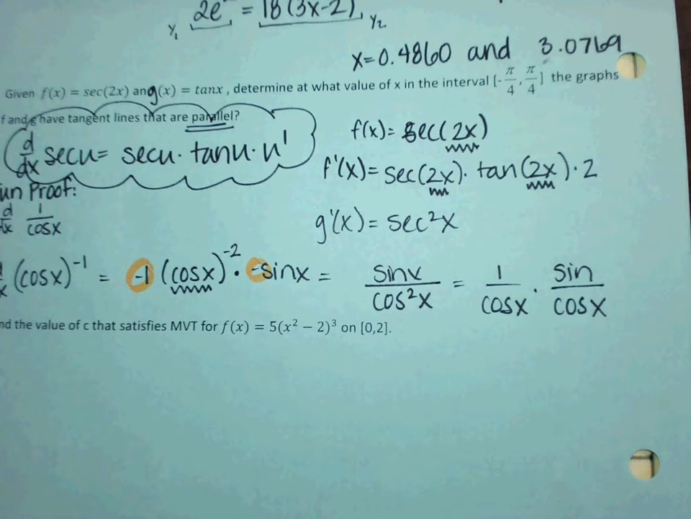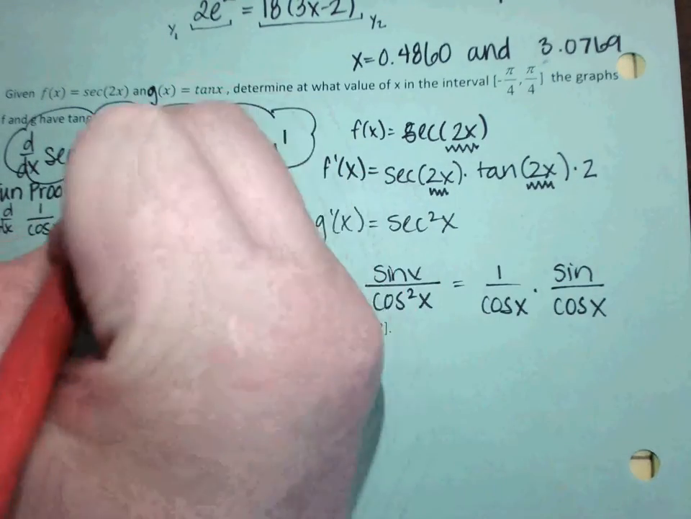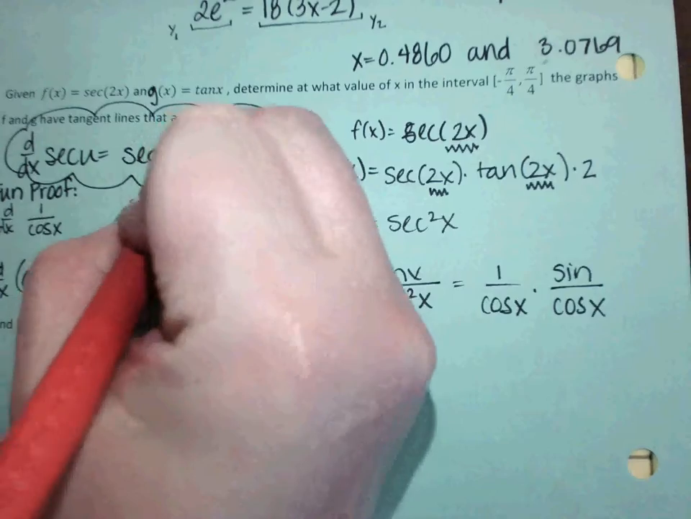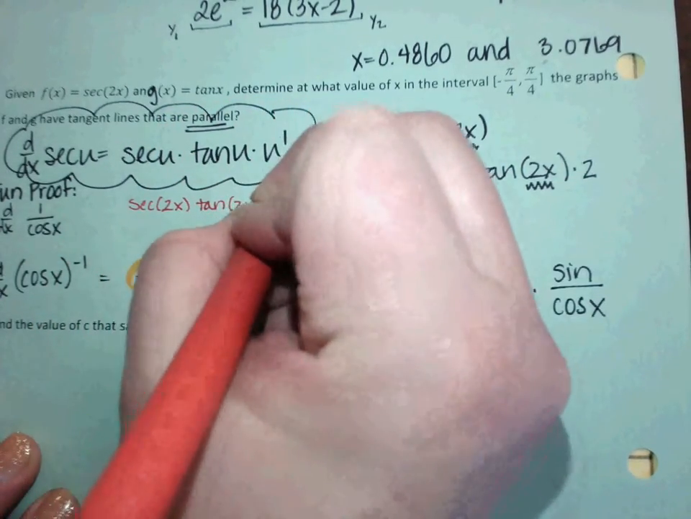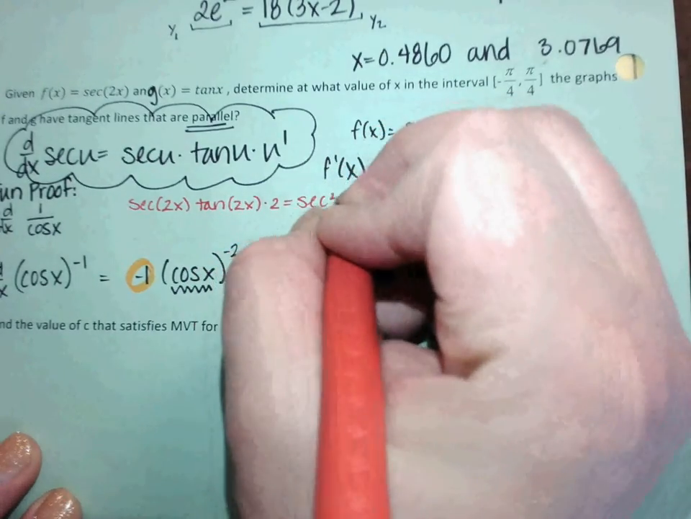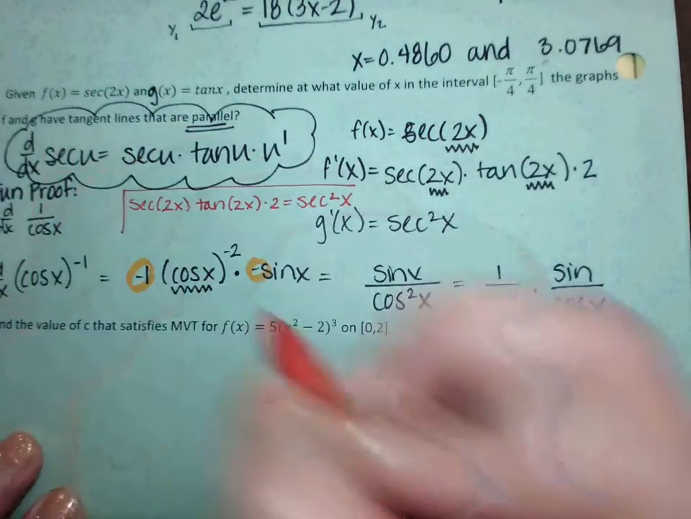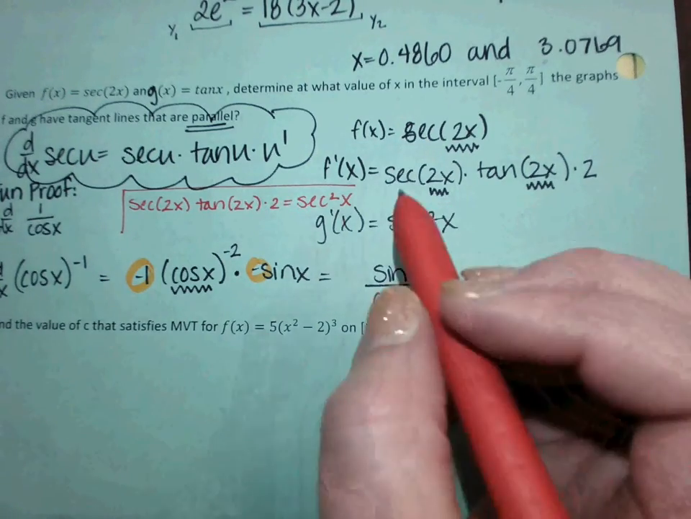From here, if I want them to be parallel, what am I doing with those derivatives? Setting them equal, on your paper, and then solving in the calculator. But you have to do both. It has to be on your paper and solved. Now, try to figure out how to put that in the calculator. Think, what could you do? So secant 2x tan 2x times 2 equals secant squared x. That's my equation right there.